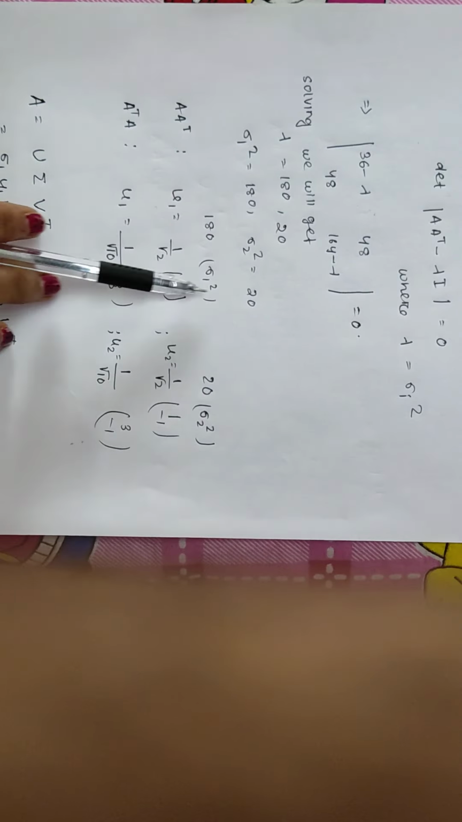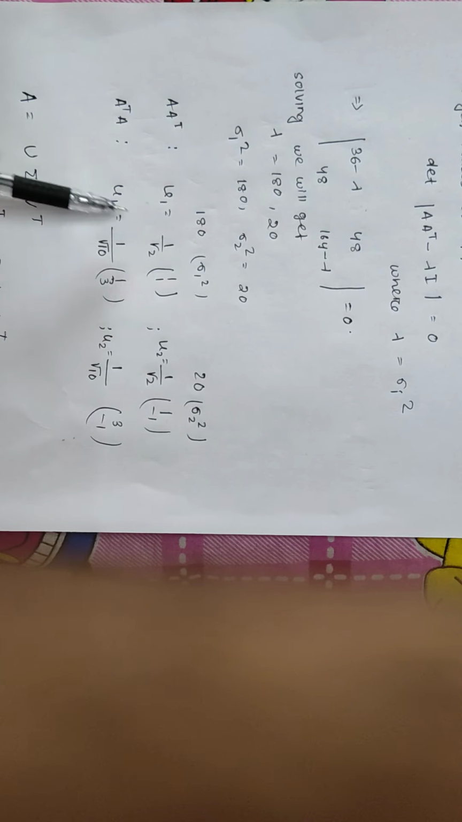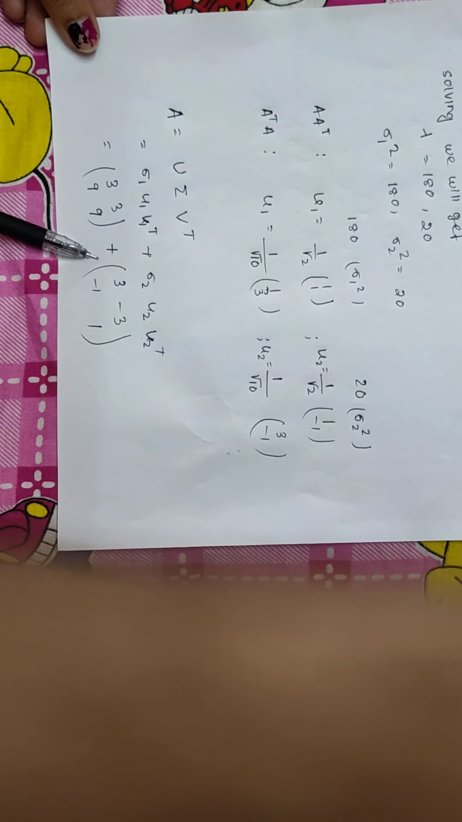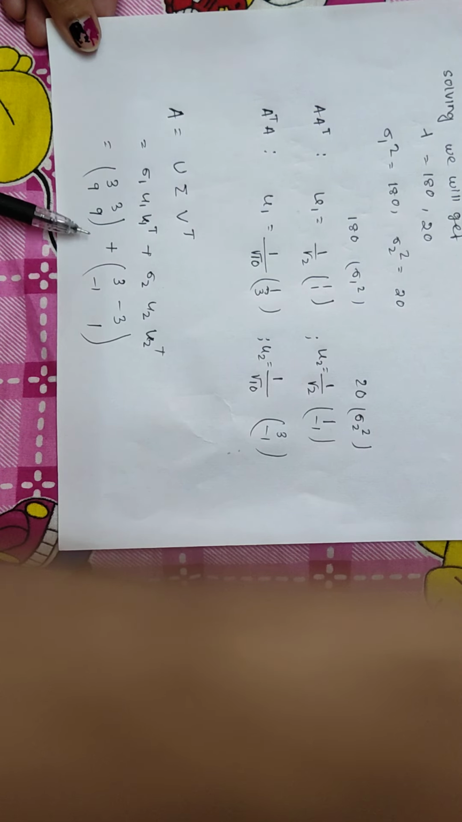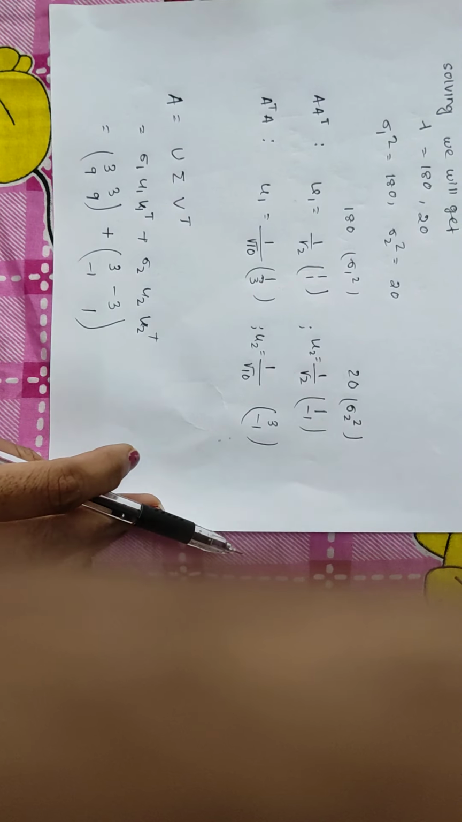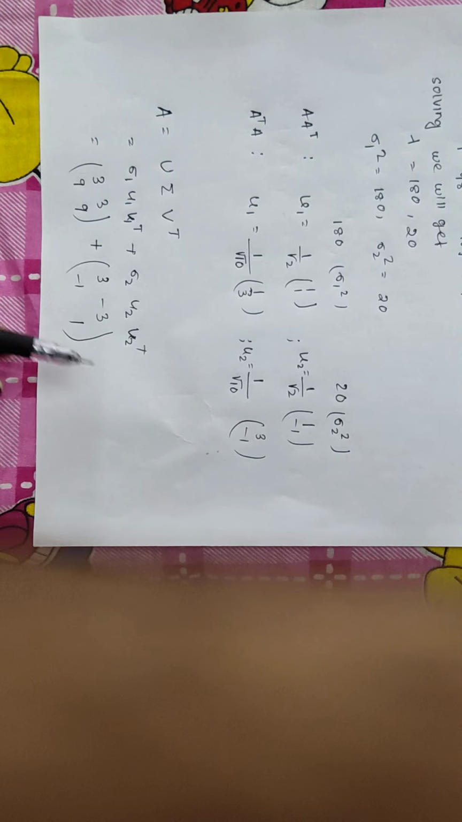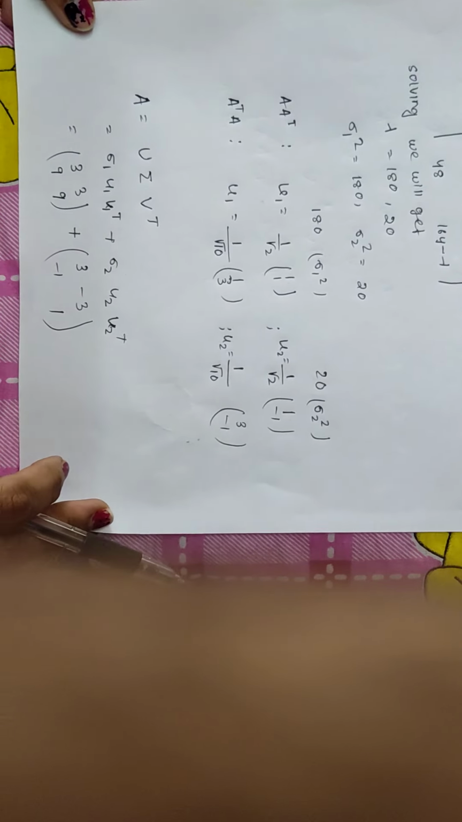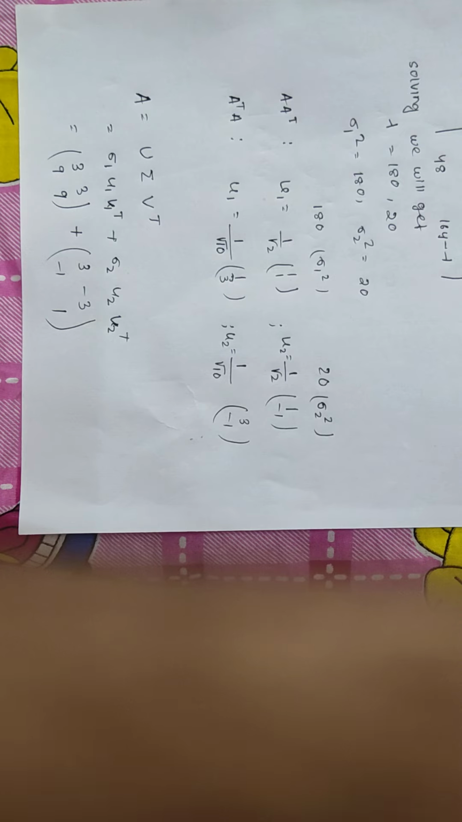Now we have the values of sigma, U and V. By calculating it, we can write it as 3, 3, 9, 9. These are the components of the first component of the decomposition, and 3, minus 1, and 1 is the second component of the singular value decomposition. So this is all about singular value decomposition, and thank you.